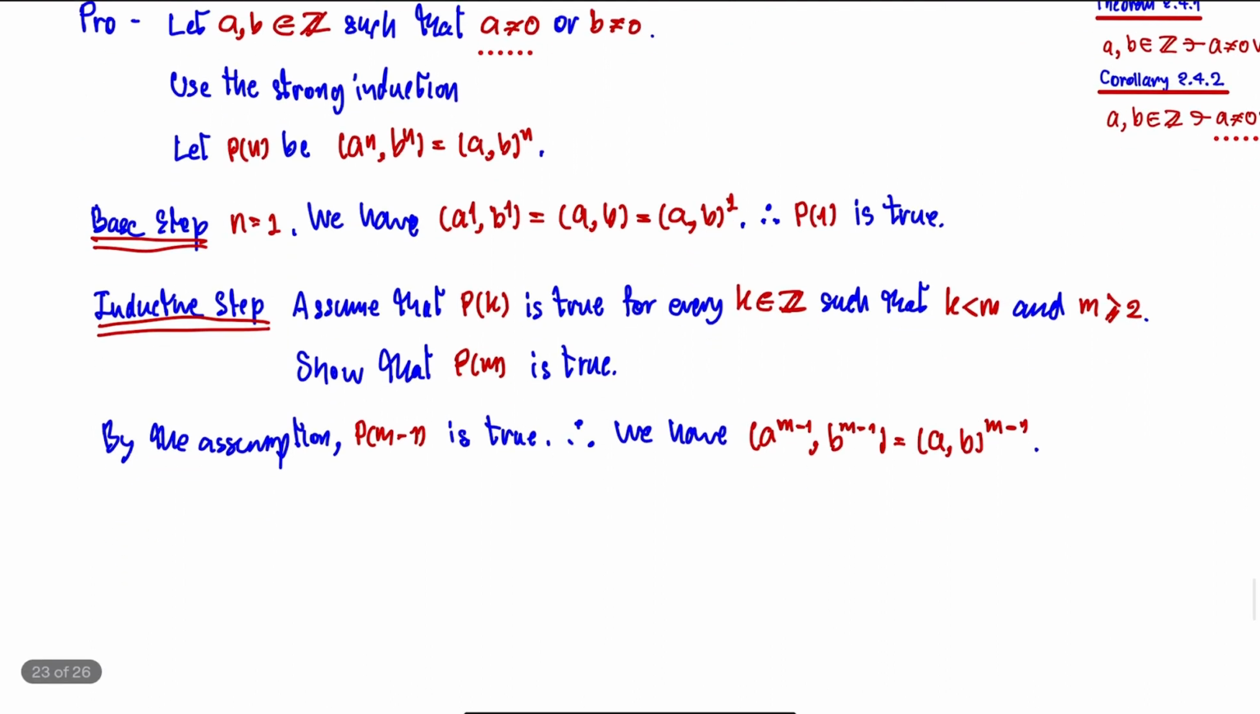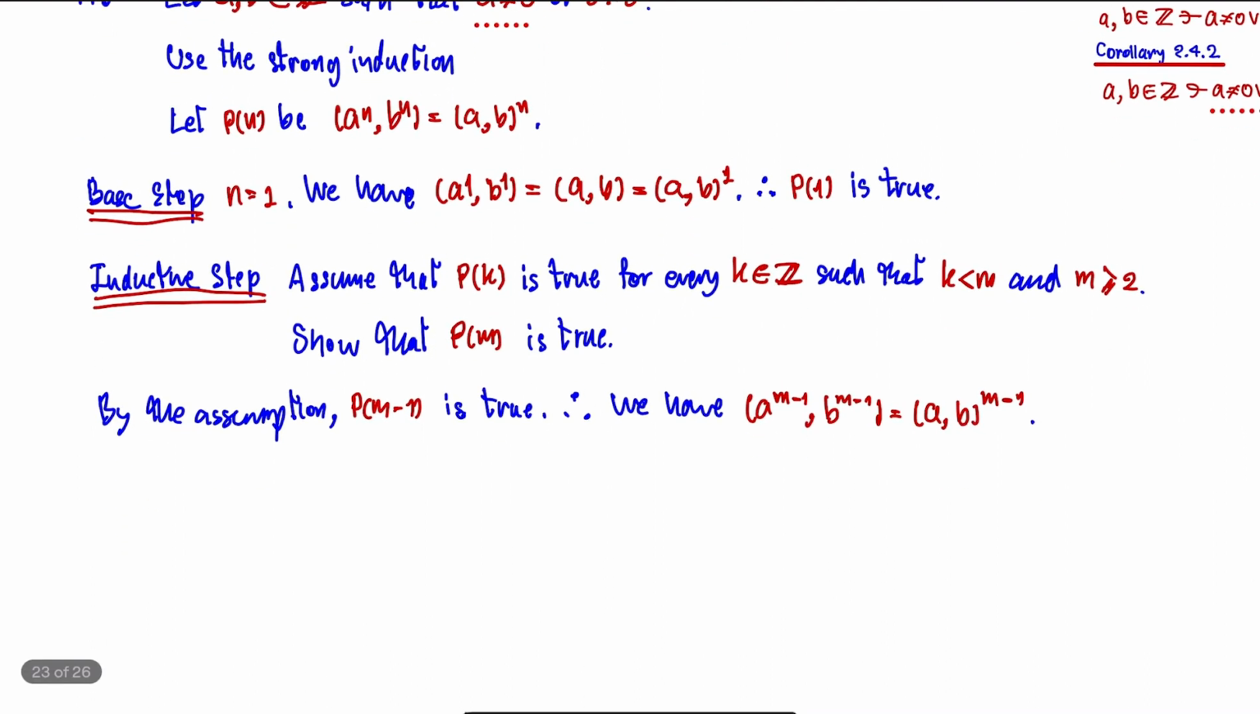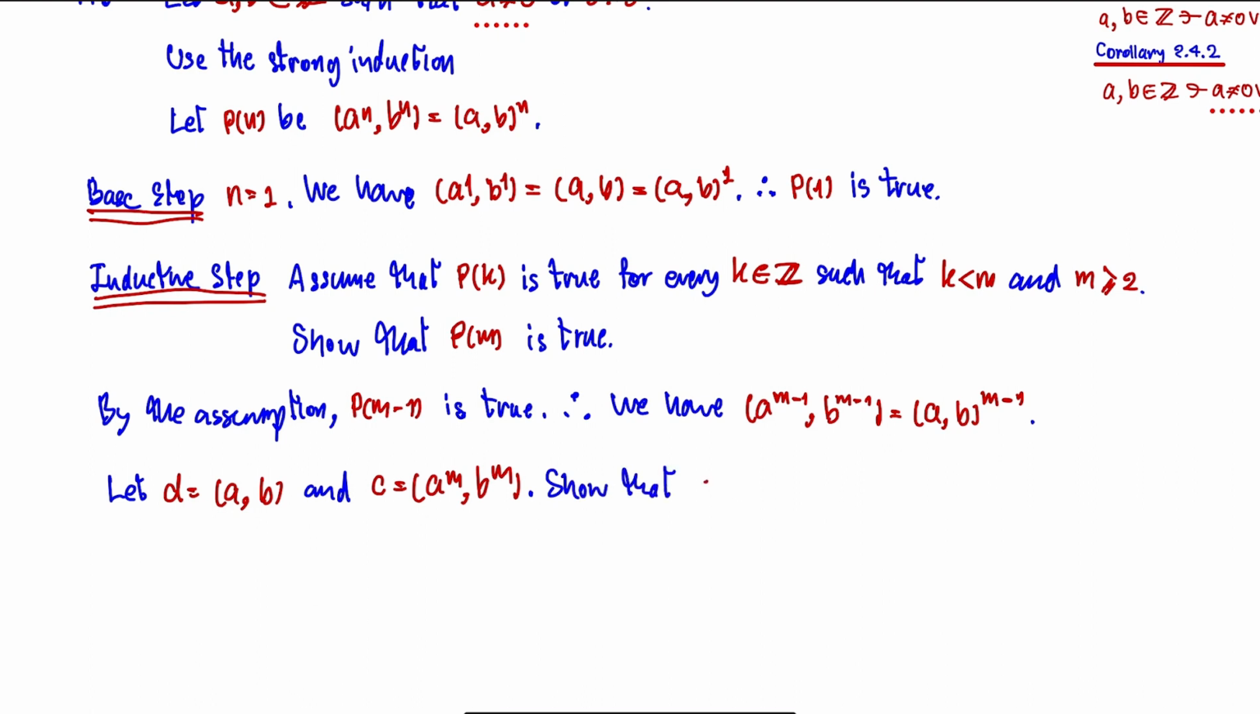Alright, so we try to show that P(m) is true. So I want to let D be the greatest common divisor of a and b, and we will let C be the greatest common divisor of a to the m and b to the m, and try to show that C equals D raised to the power of m.